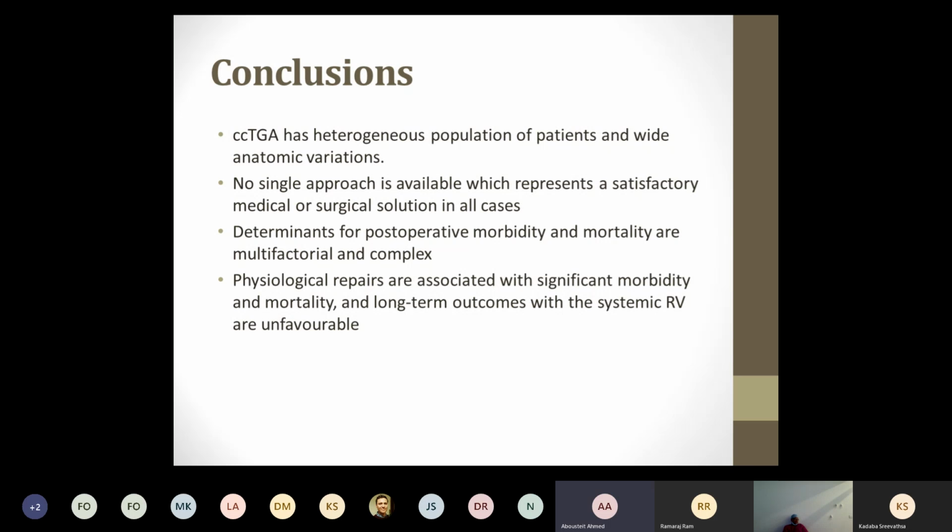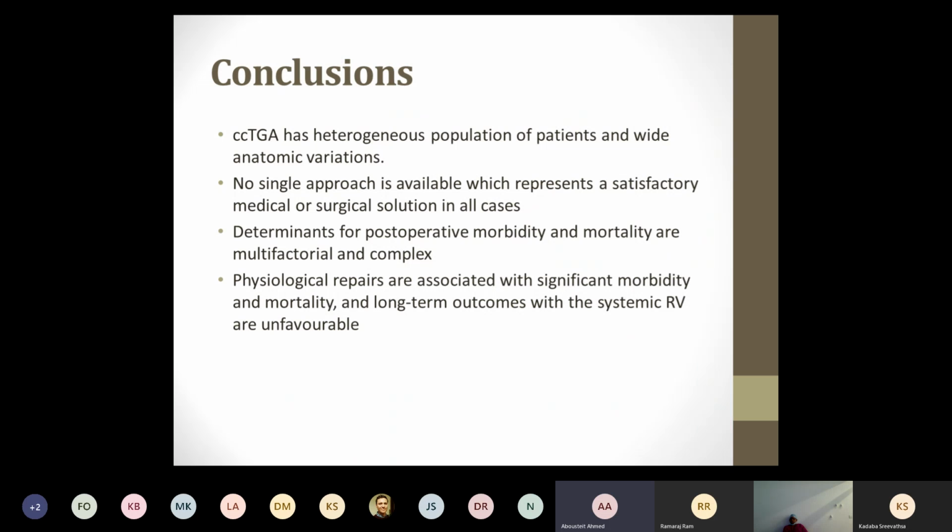The thing is, with atrial switches, some of the old studies in the 70s and 80s when they started were talking about the physiological repair only. And reaching the last decade, most of the studies are addressing Rastelli and atrial switch, or arterial switch and atrial switch. So there is no single approach available which represents a satisfactory medical or surgical solution to all the cases. The determinants for the post-operative morbidity and mortality are multifactorial and complex.